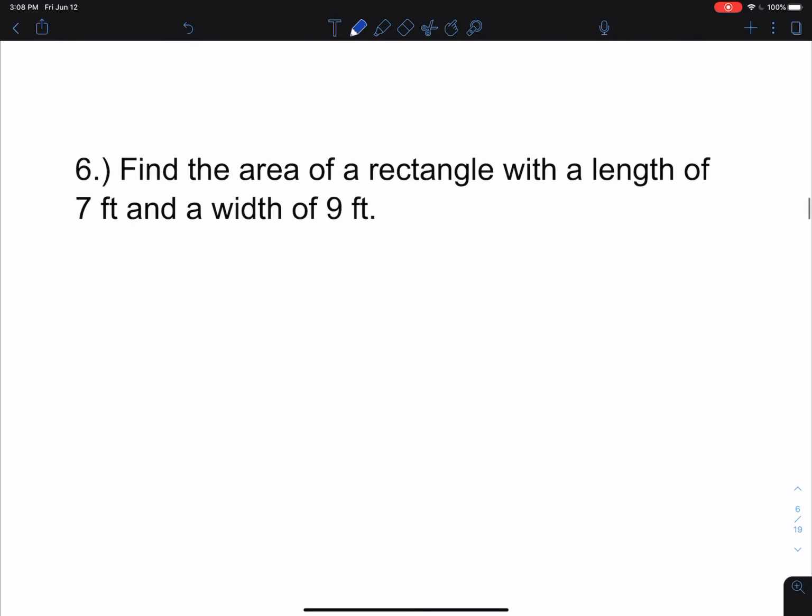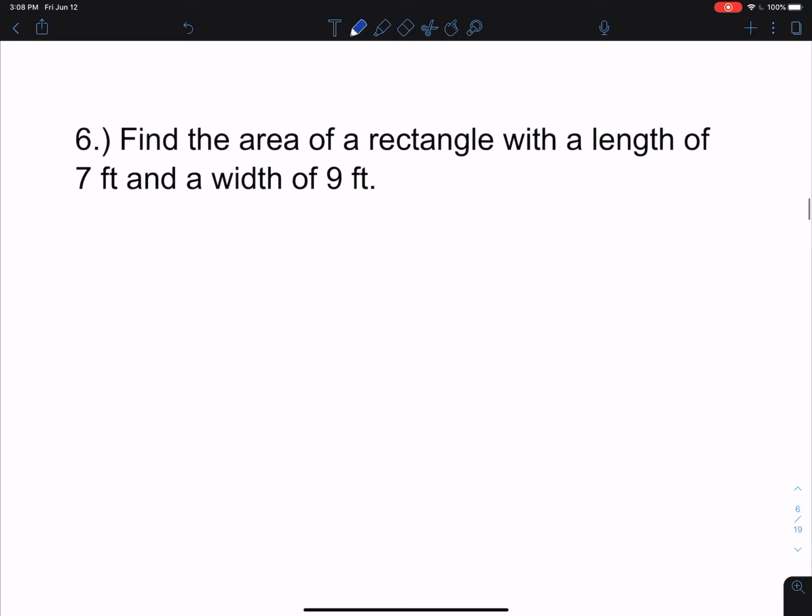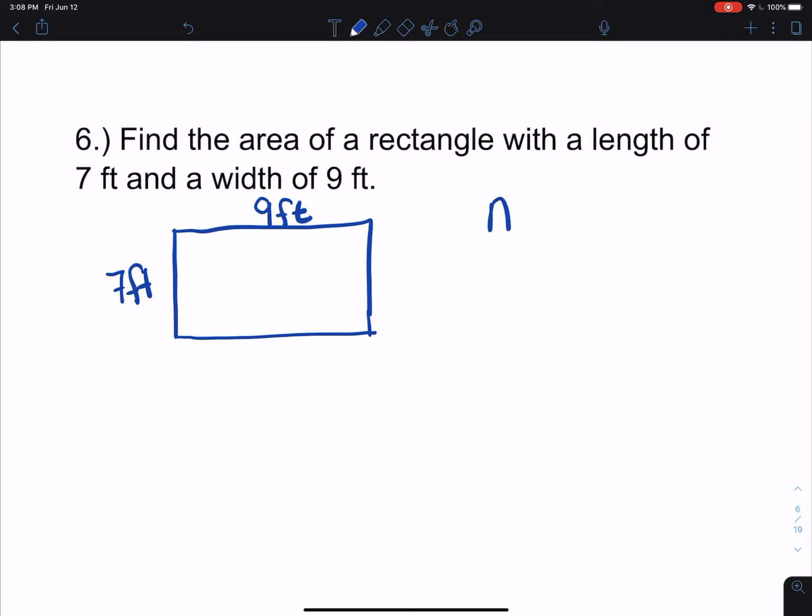Okay. Now if we look at another example here, we have a geometry application. So it's telling us to find the area of a rectangle with a length of 7 feet and a width of 9 feet. So I'm going to sketch out this rectangle. They told me that it was 7 feet by 9 feet. Now, you should already know, and if you don't, it's okay. You can study it so you know it for the test, that when we're talking about the area of a rectangle, it's the length times the width.